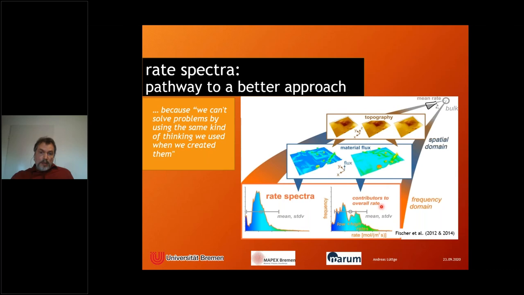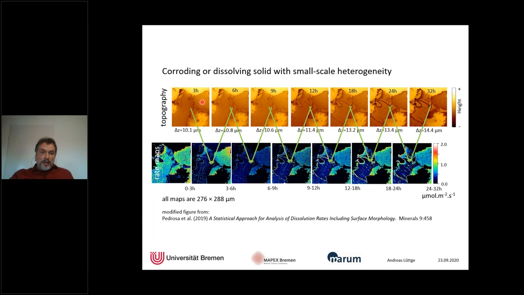Okay, before I give you some more information, I will show you here a sequence from 3 to 32 hours of a different material that Elisabeth Pedrosa actually did. And you see, you can do all these nice flux maps here that give you precisely the amount of material that you are removing, locally resolved, between these time intervals here, between 3 and 6 hours, for example, or 24 and 32 hours.